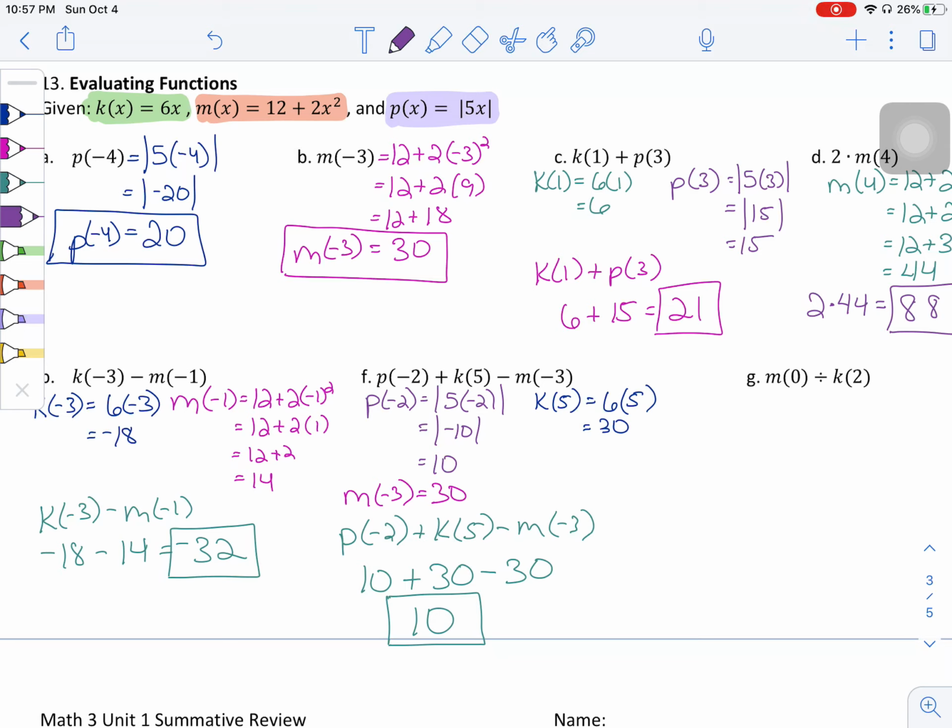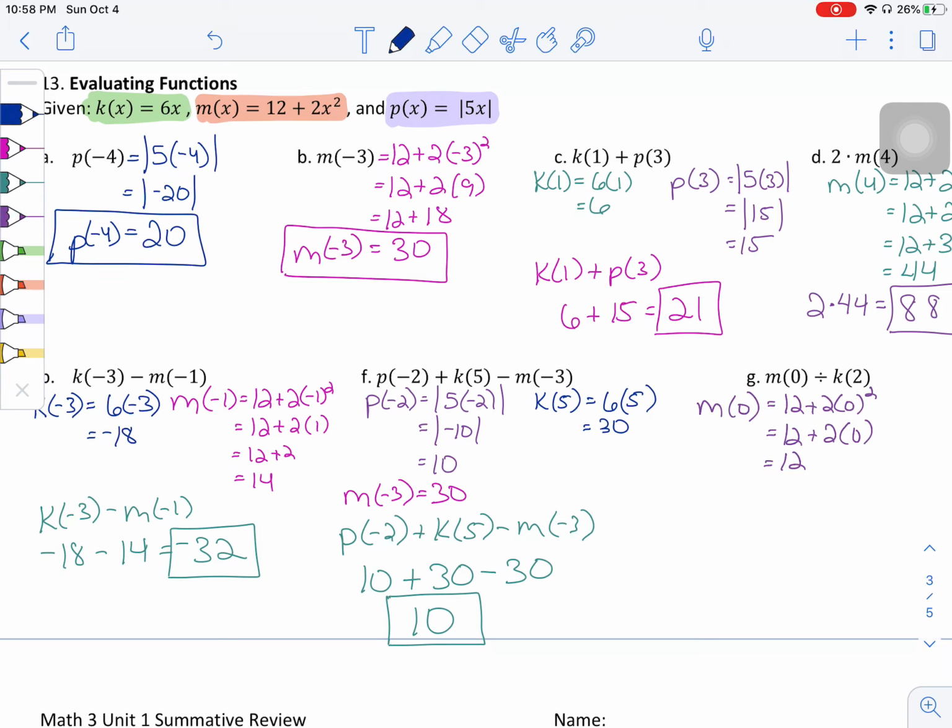So again, 2 separate little problems. I'm going to do m of 0. So this is 12 plus 2 times 0 squared. This would be 12 plus 2 times 0, which is just 12. Because 2 times 0 is 0, and adding 0 to 12 isn't going to change anything.